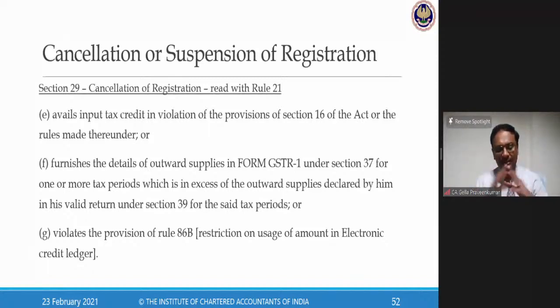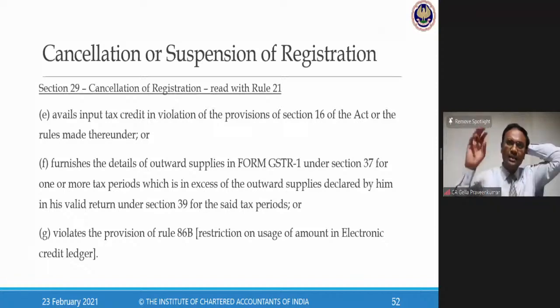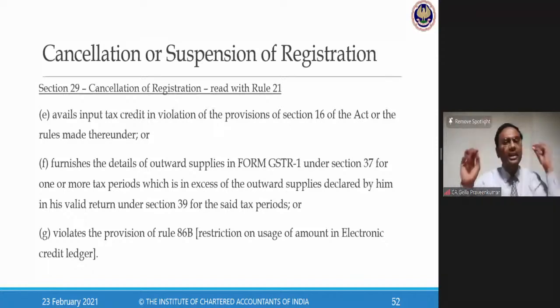Now, this provision is not applicable if you're an assessee who has paid income tax of more than 1 lakh, or who has claimed a refund of income tax of more than 1 lakh, or a refund of GST of more than 1 lakh, or who has paid more than 1% in cash cumulatively during a financial year. Now, these are a couple of exceptions which are given under Rule 86B.